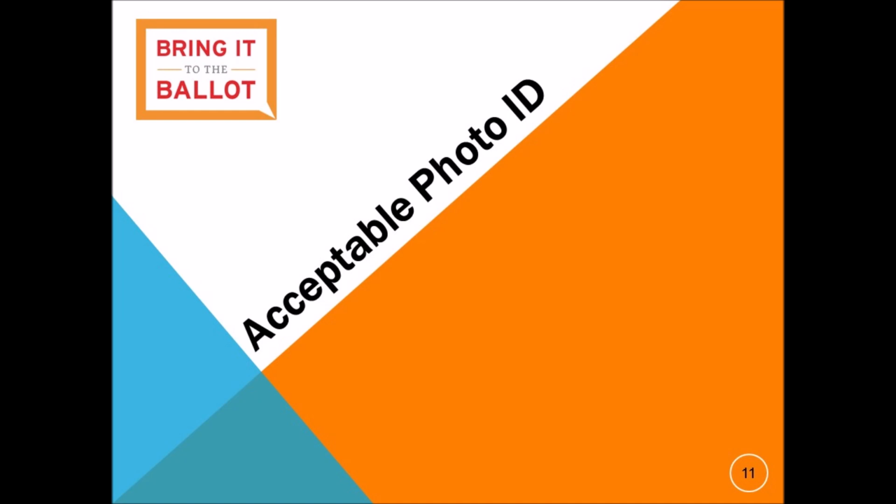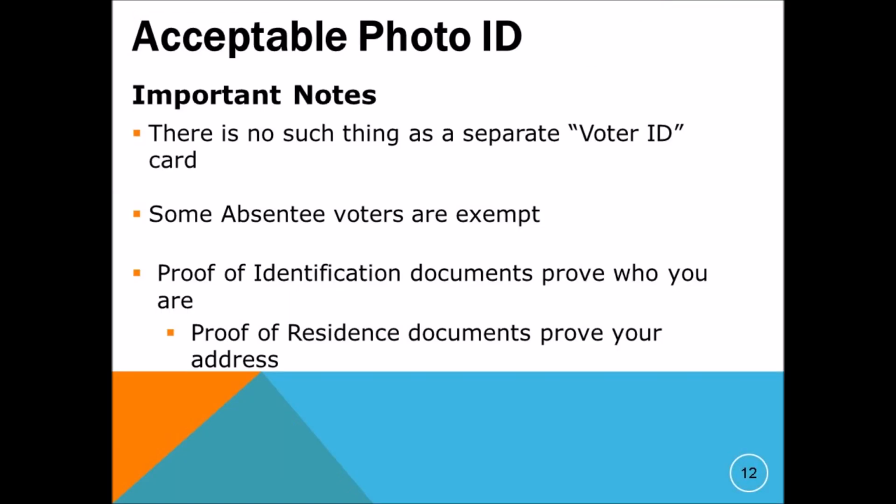Next, we'll get into photo ID. Whether you're voting at the polls or by absentee ballot, most voters will need to provide a photo ID. Many people already have the photo ID that they need to vote. Important note to make here is that there is no separate voter ID card. Photo IDs for voting are all existing forms of ID that many people already have. There's no special voter ID card. There are a number of government issued IDs that can be used to vote. We're going to go over each of those.